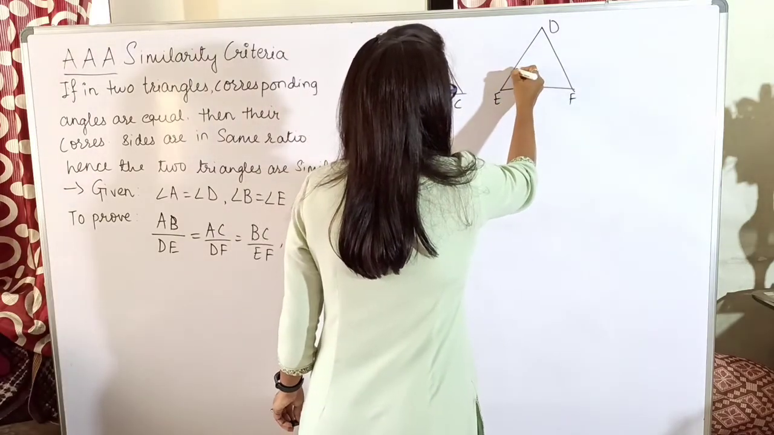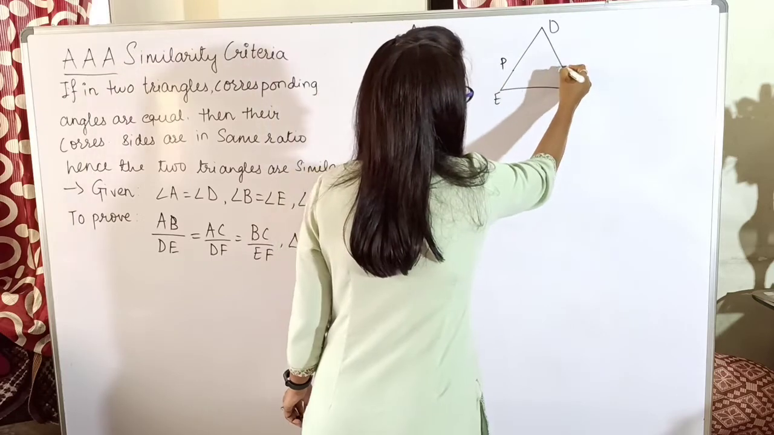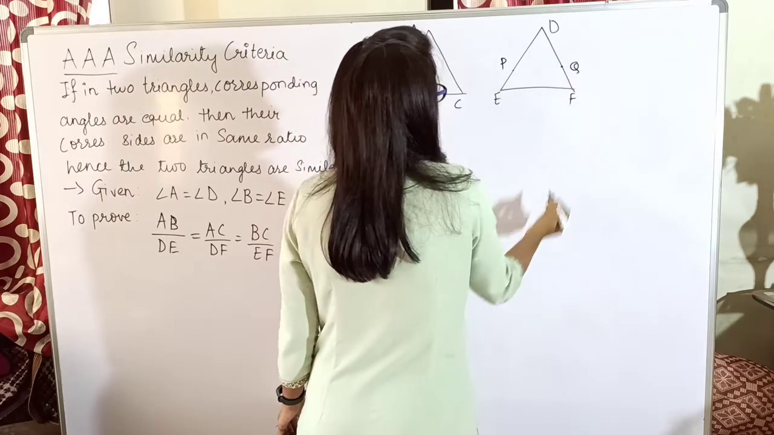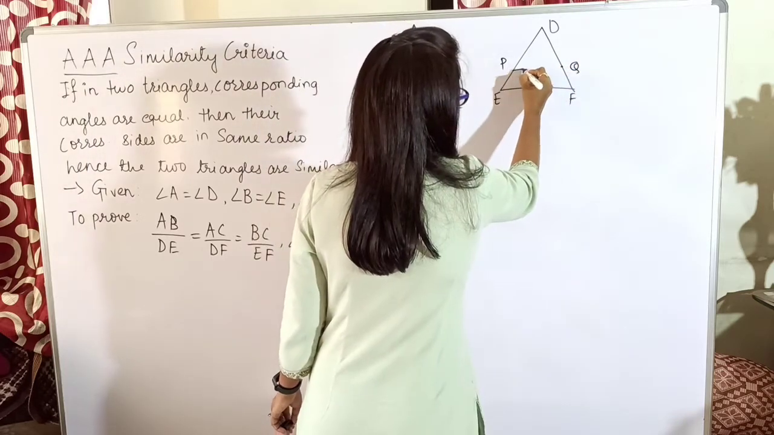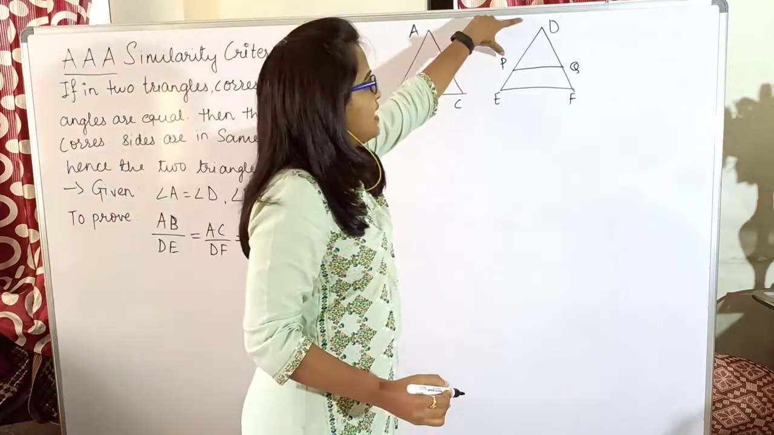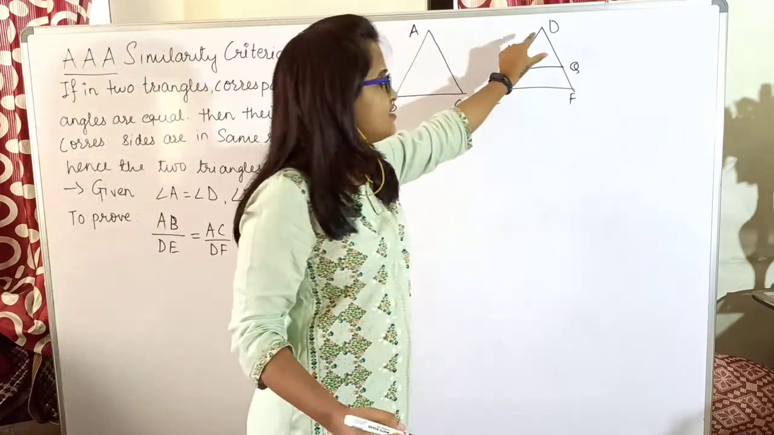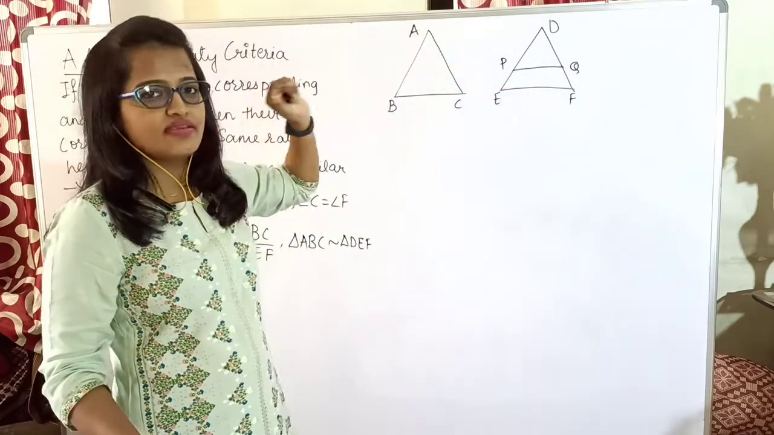I will take point P on DE, whereas point Q on DF, join PQ, such that length DP is equal to length AB, whereas length DQ is equal to length AC.